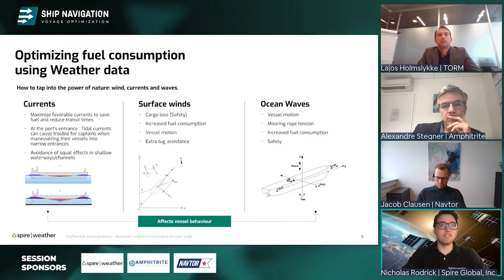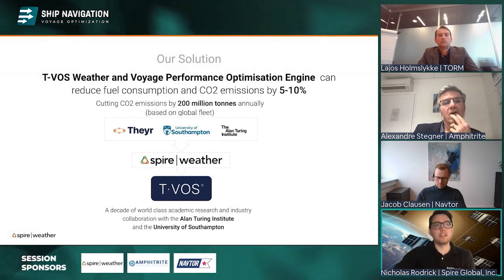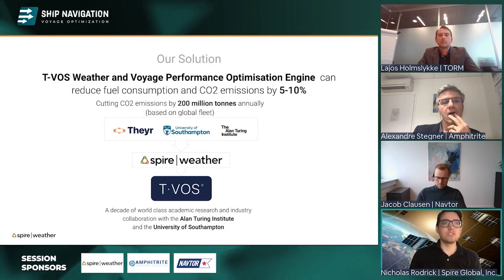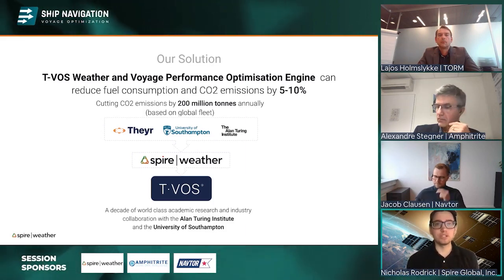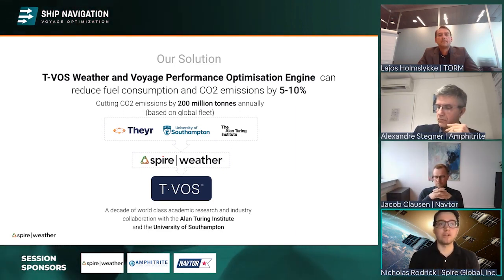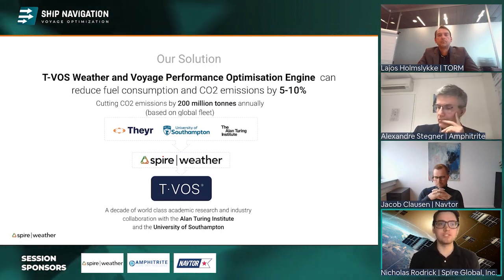And speaking of voyages, Spire Weather has recently joined a larger partnership with the University of Southampton and the Alan Turing Institute. All of these organizations have been working on algorithms for a performance optimization engine that could essentially reduce fuel consumption and CO2 emissions by 5 to 10%. As Spire Weather, we're a critical piece in this, as we're bringing more accurate weather data to this optimization engine. For short, it's called TVOS.